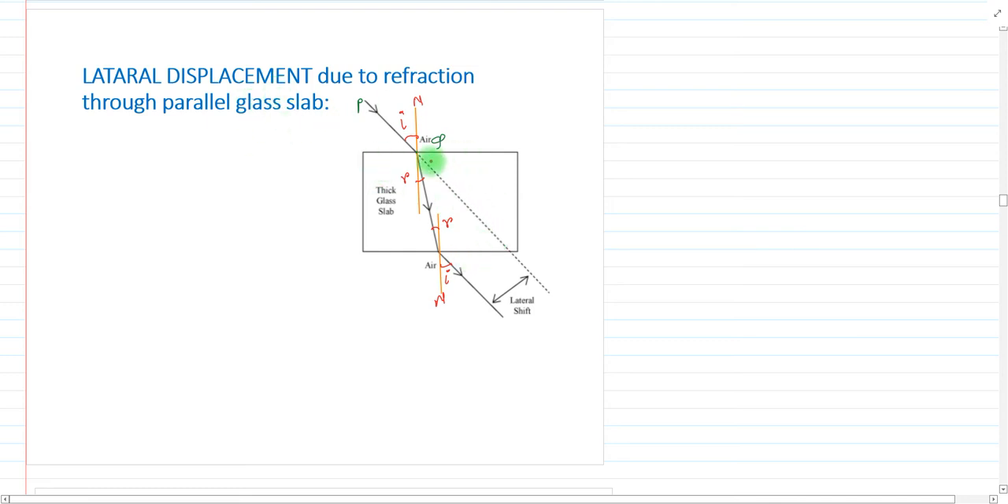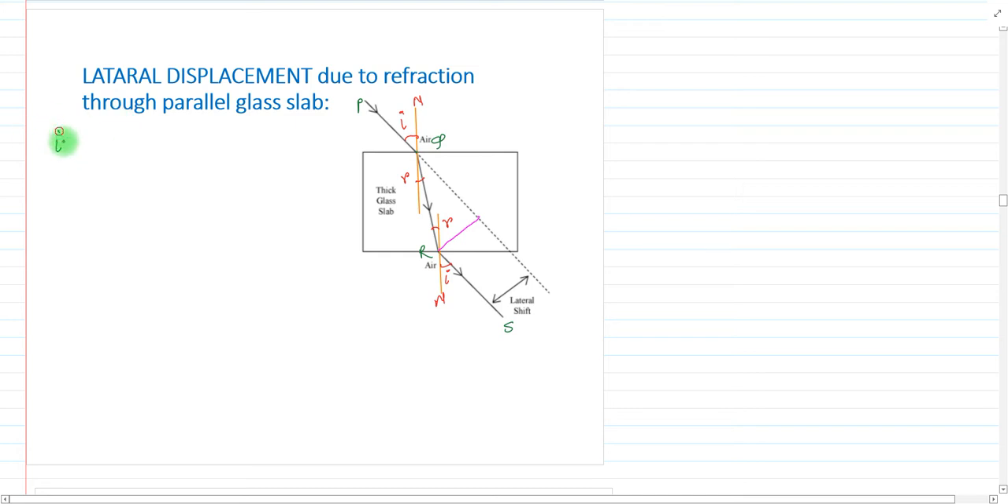If we remove the glass slab, which direction will the ray go? This direction, right? The ray will follow a straight path, but by introducing this glass slab, the ray follows this path. So this value is called the lateral displacement. Suppose PQ is the incident ray, QR is the ray inside, suppose this point is R, and this point is S. RS is the emergent ray.